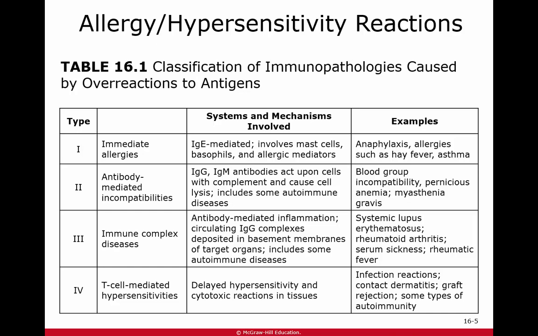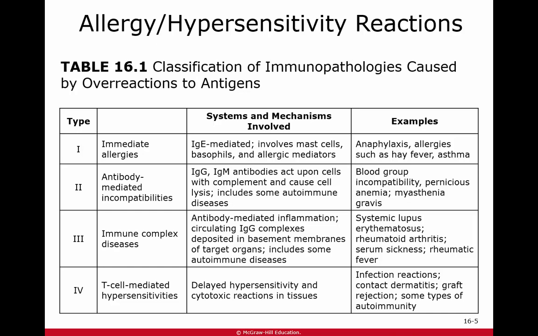Then you move into type 2. Type 2 is what we call the antibody-mediated incompatibilities. This is typically associated with IgG and IgM. The big example I can give you with this one is blood group incompatibility. In part B of this, we're going to really focus on blood groups and understand the relationship there as far as transfusions and things like that are concerned.